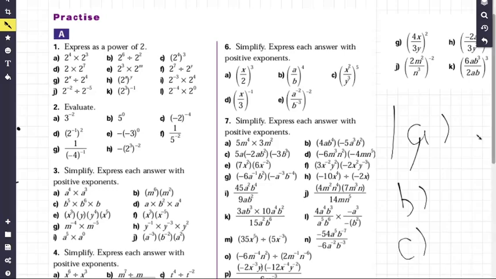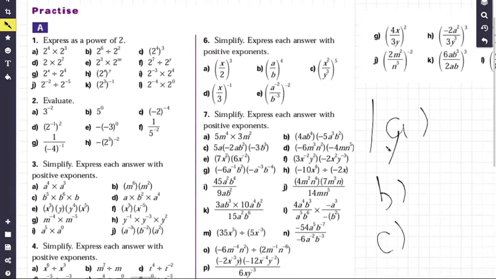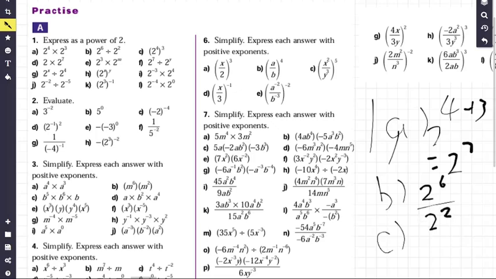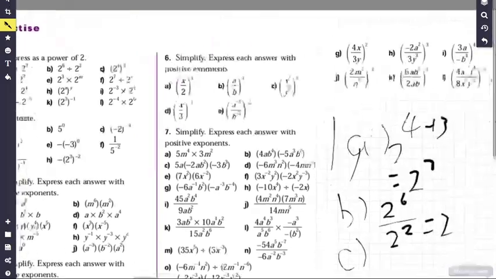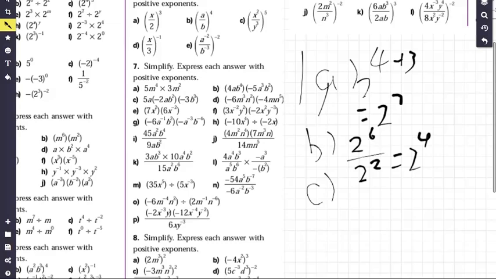And that covers the few laws. Okay, so 1A, we have 4 plus 3, essentially. 2 to the power of 7, which is very easy. And then B, it's 2 to the power of 6. If you can't recognize it in that form, just rewrite it, and this is going to give you 2 to the power of 4.